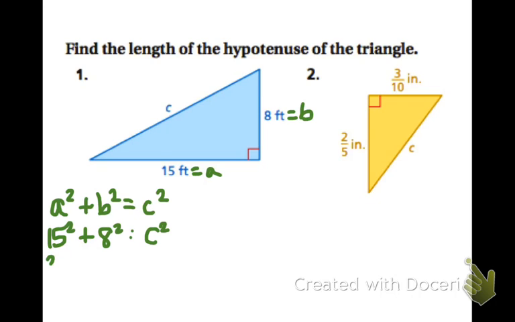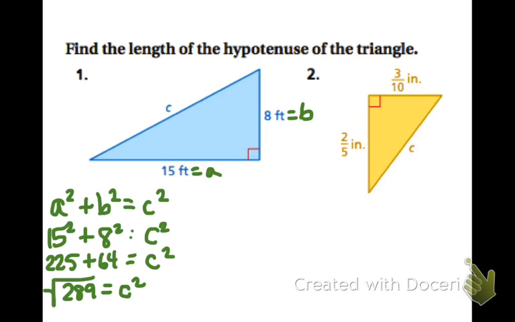Okay, 15 squared is 225, 8 squared is 64, and when we add them, we'll get the area of a square that would be located at the hypotenuse. So 225 plus 64 is 289. That's equal to the area of the square. So to find the side length, we take the square root of both sides, and we find that 17 feet is equal to C. Don't forget to have your dimension unit. So in this case, we had to have a label of feet.